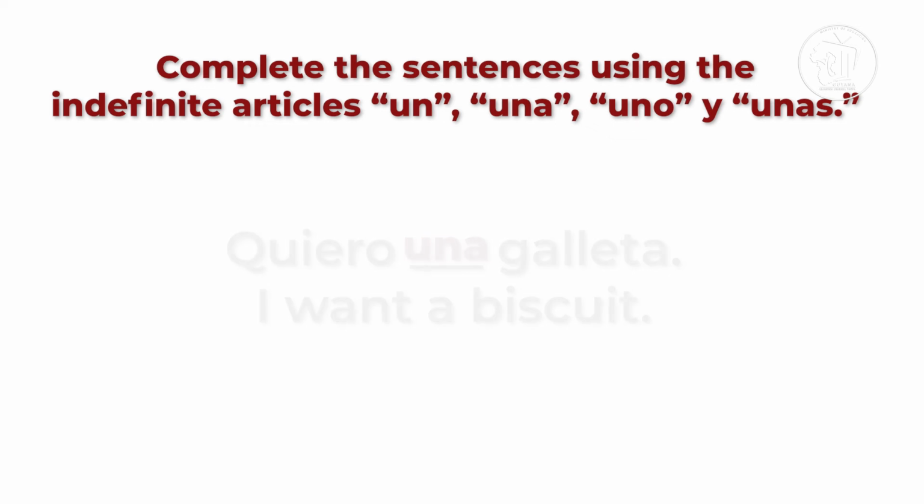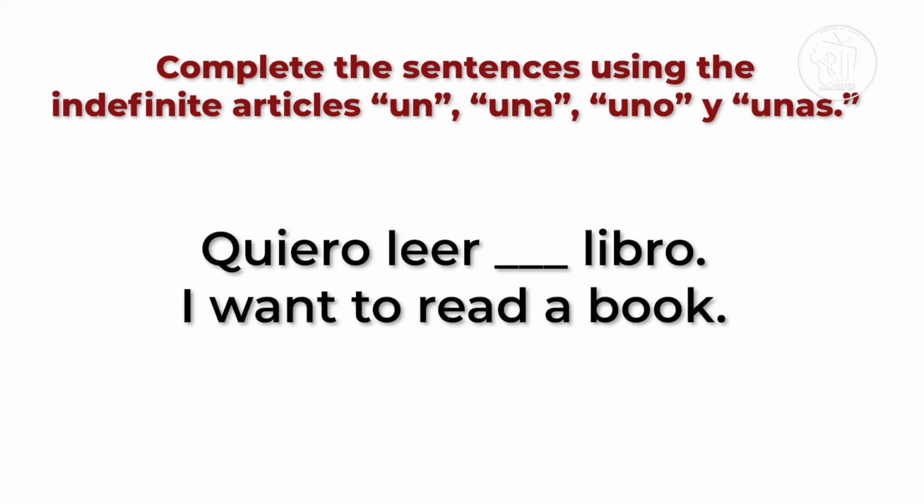Número 2. Quiero leer libro. The English sentence should be, I want to read a book. We could see the word libro ends in O. So it's a singular masculine noun. Therefore, the indefinite article to be used here should be un. Your sentence should read, quiero leer un libro.